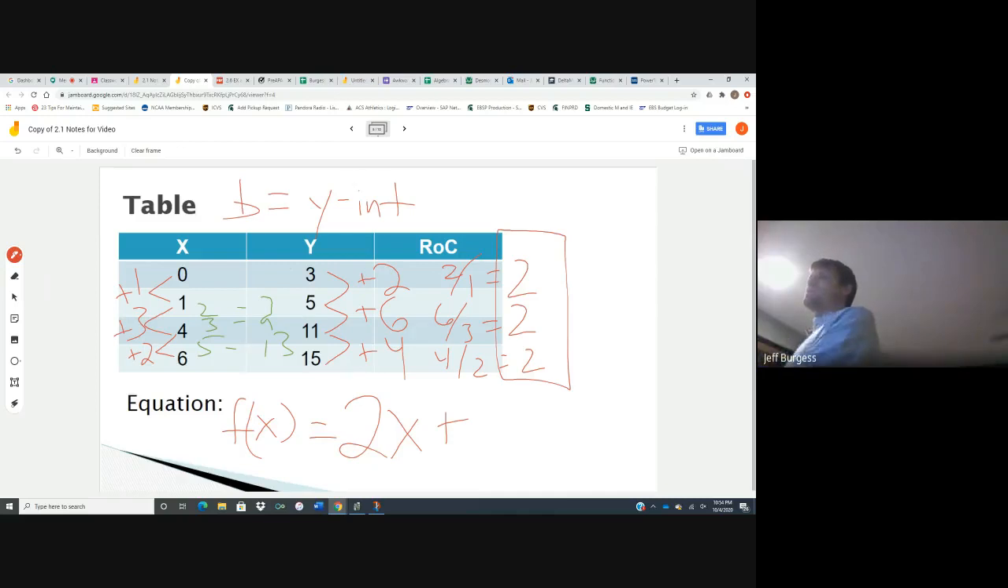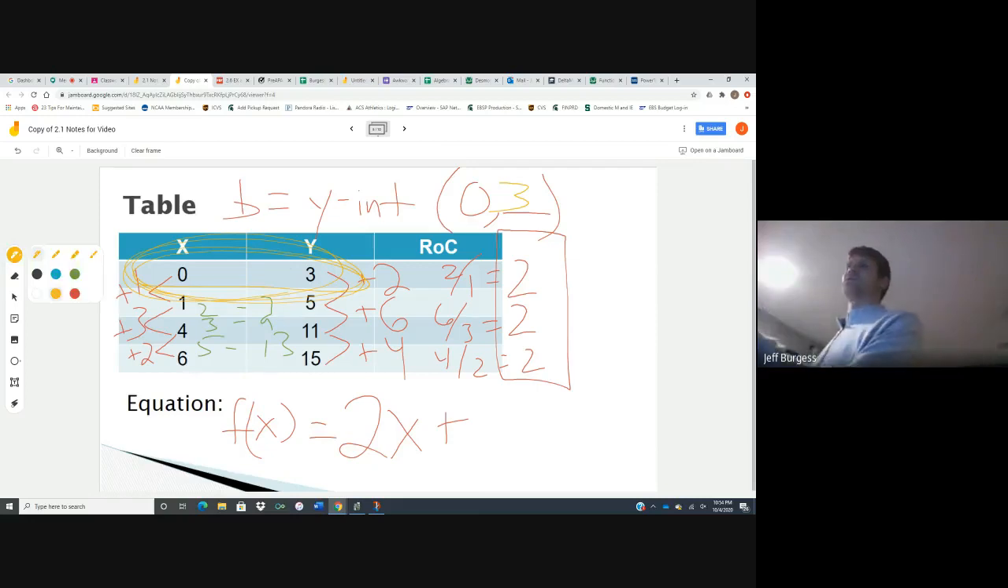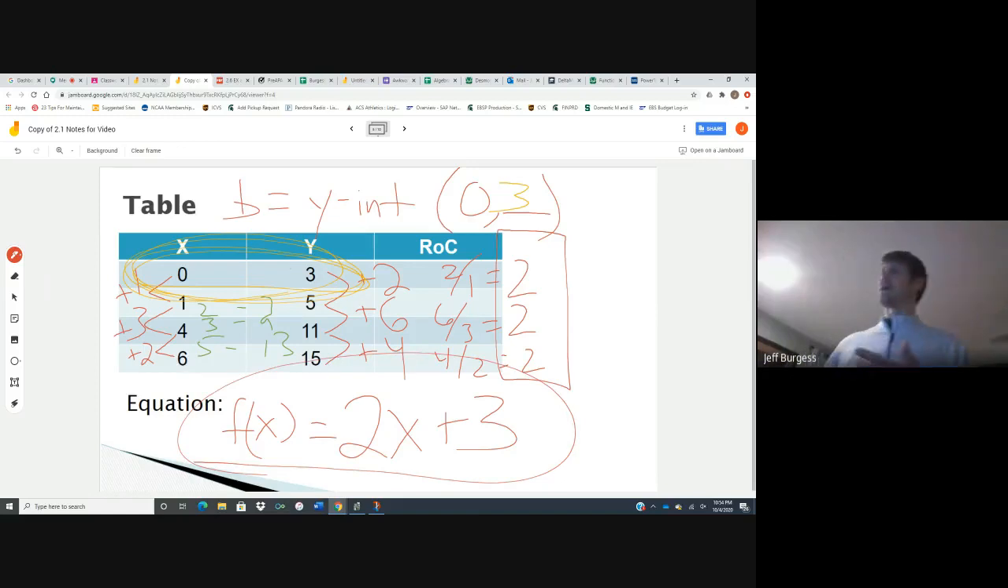We talked about this, I think, in Unit 1, Lesson 2. Your y-intercept is always when x equals 0. So if you look here, you can see our y-intercept right there. It is the point (0, 3). So our equation would be f of x equals 2x plus 3. So that's how you can see if a table is a linear function or not. You're looking for that constant rate of change, not necessarily y going up the same amount. And you can easily find the equation.